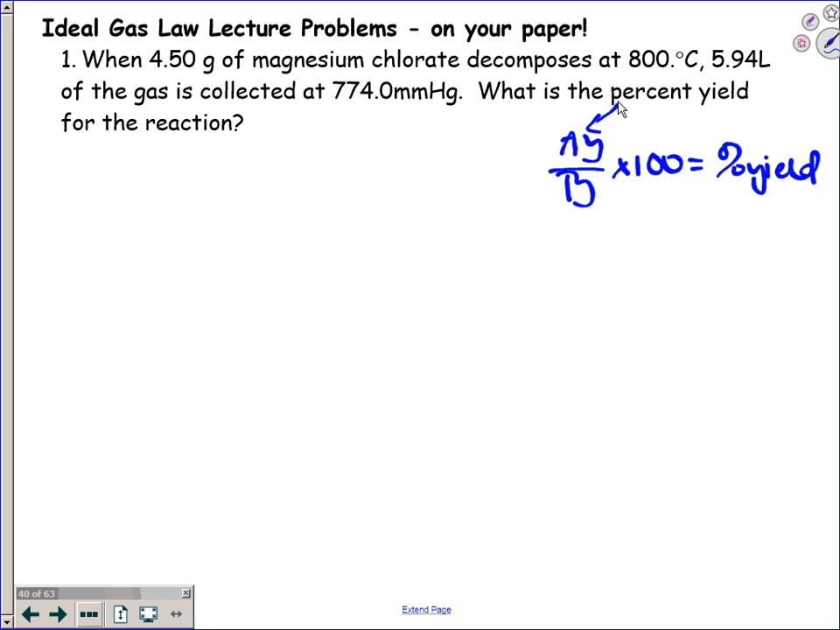Write down magnesium chlorate. I want you guys to decompose that. See if you can predict those products. This is good practice for those of you who still have to take that quiz. Magnesium chlorate decomposes.